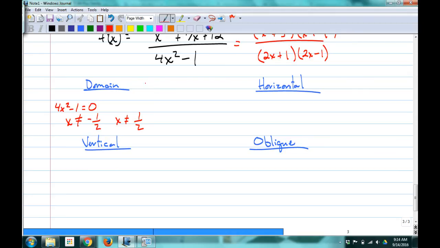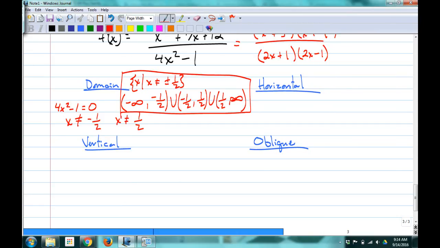And then, so our domain is x such that x is not equal to plus or minus 1/2. And let's write it in interval notation because we're smarter than that. So how's it go? Negative infinity to negative 1/2, union, union. Good job. Okay. So there's our domain. That's done.